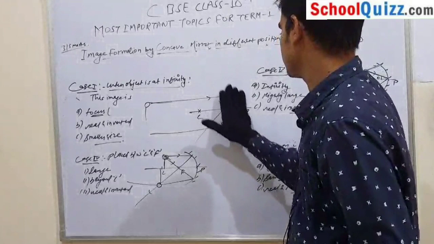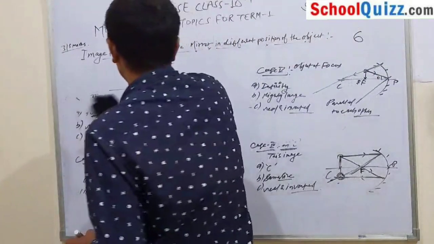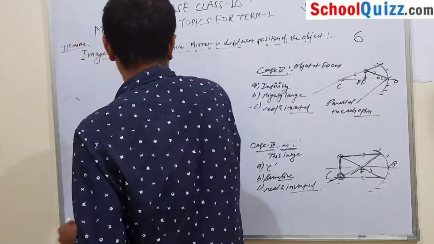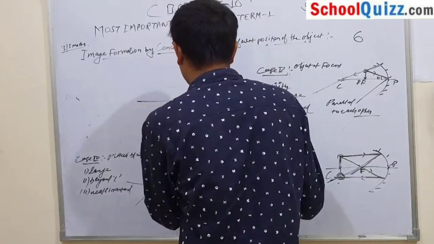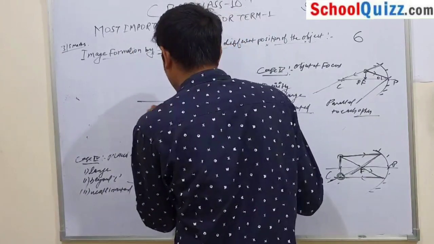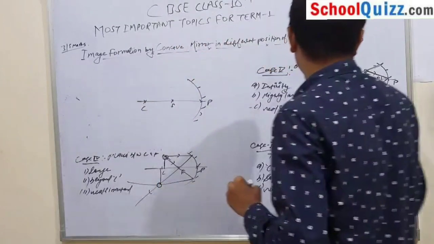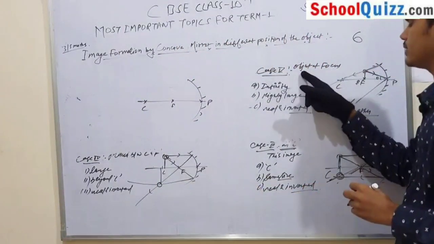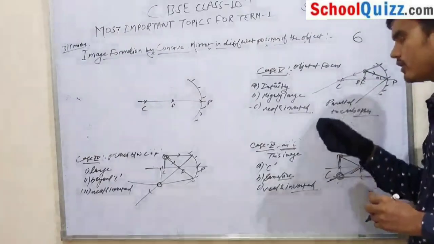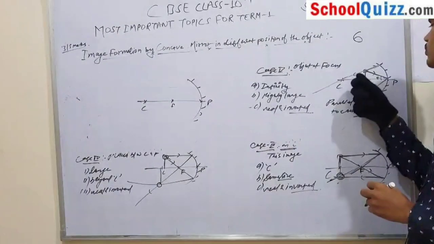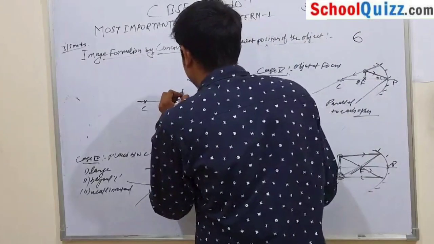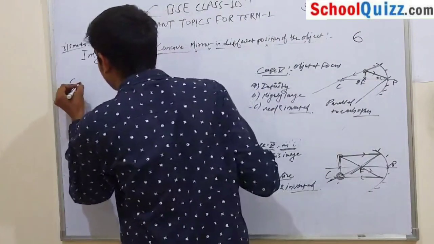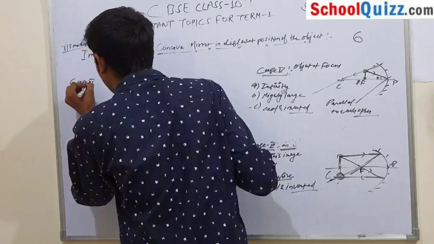What is the 6th case? Again we move closer to the mirror. In case number 5 we were at the focus. Now in case number 6 we move even closer to the mirror, that is, between the pole and focus. We keep our object there.